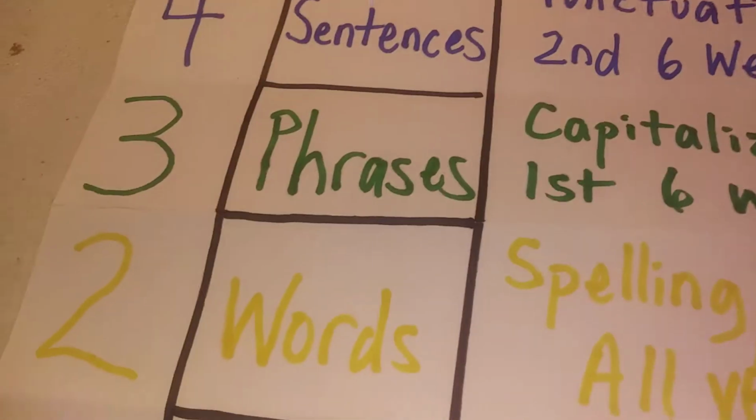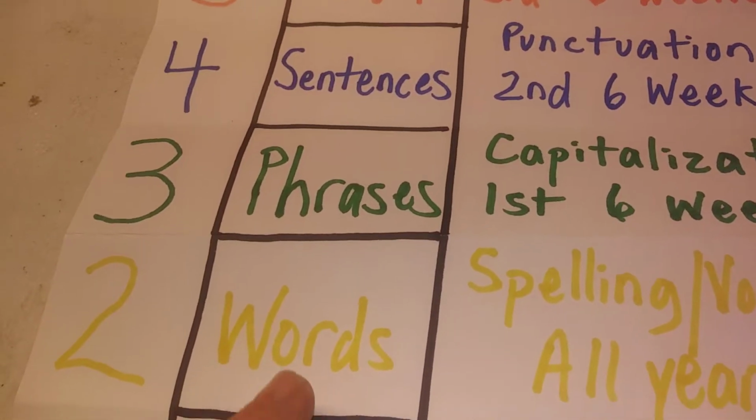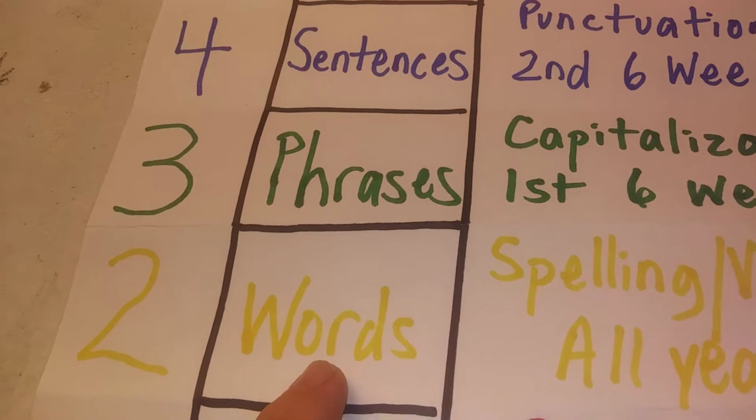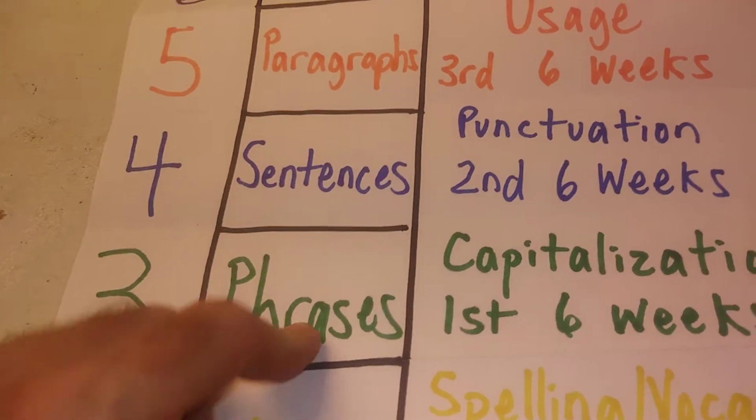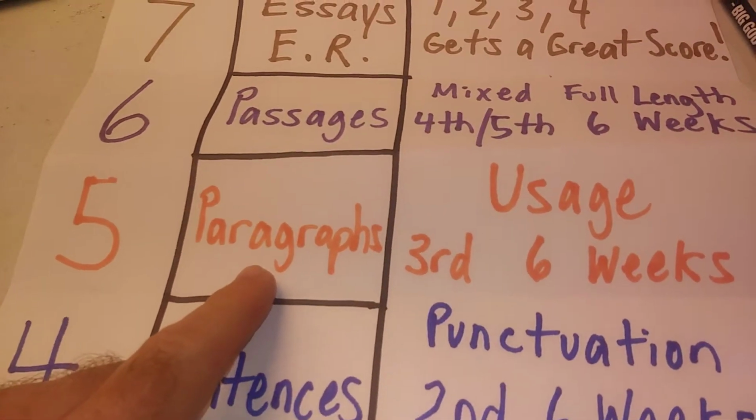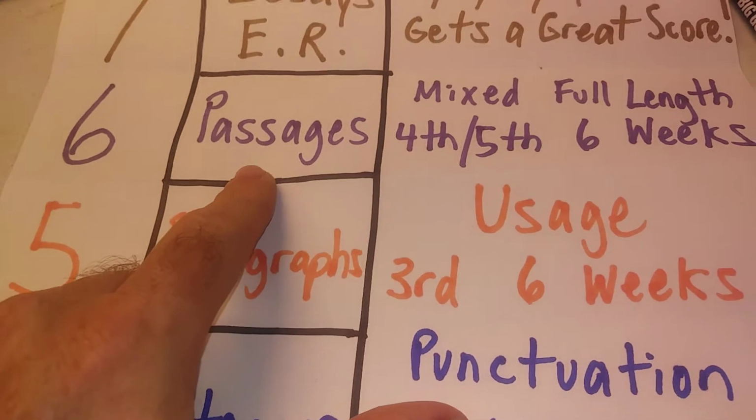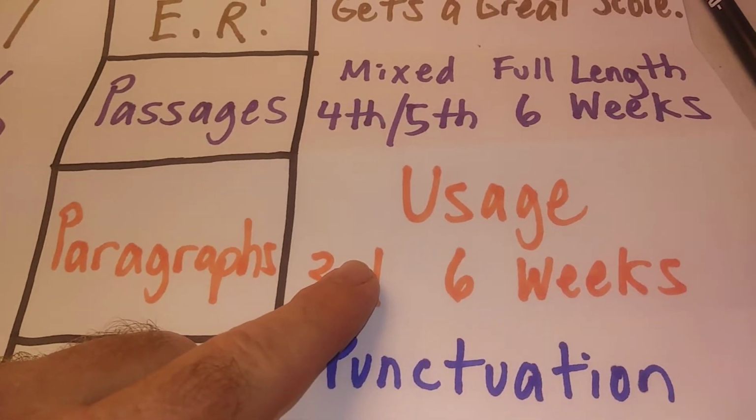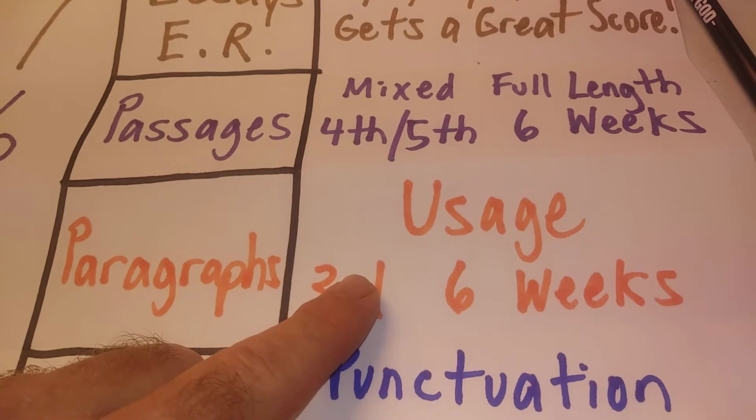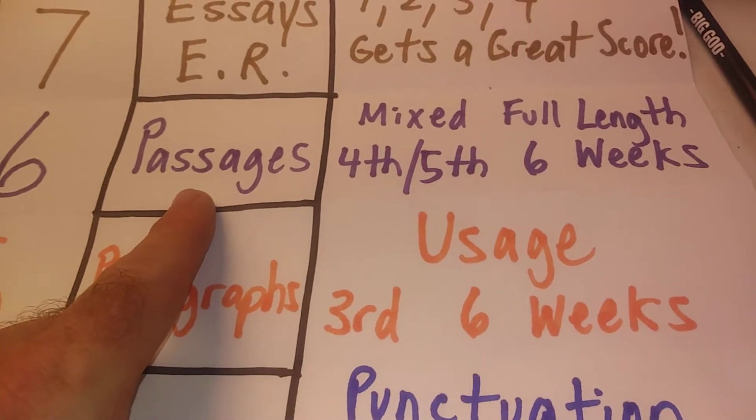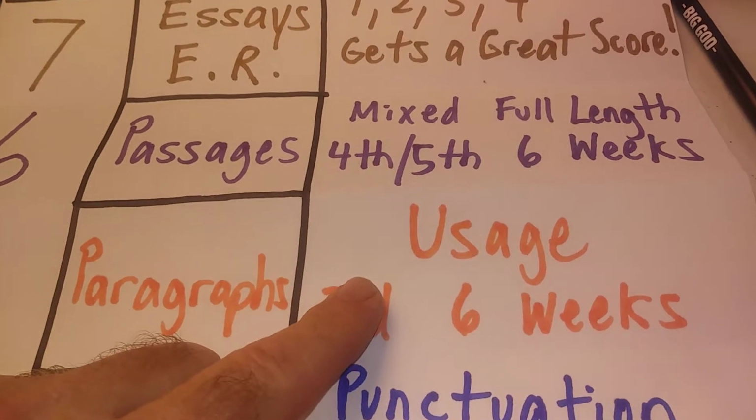And again, first of all, you would talk about usage at the word level, then usage at the phrase level, the sentence level, and then finally taking it to the paragraph level and passage level if you can. And once again, my binder does have full-length passages that are just focused on usage.